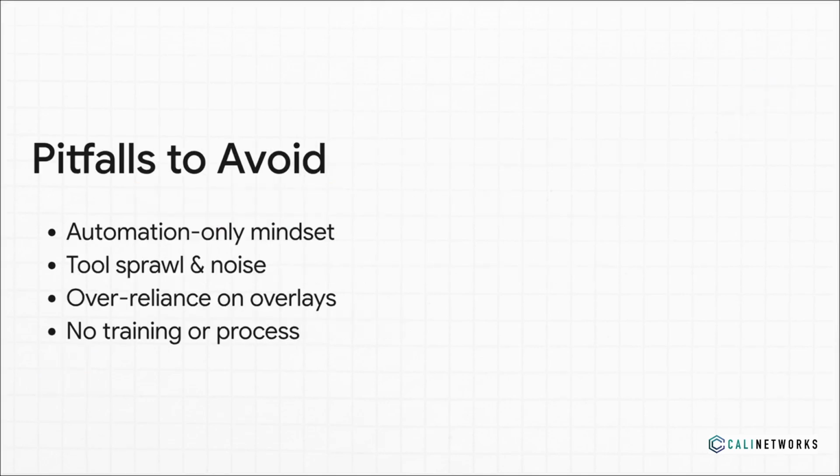You really have to avoid these common pitfalls. Don't fall into that automation-only mindset. Remember, automated tools only catch about 30% of accessibility issues. Avoid tool sprawl, where you have so many scanners that it just creates confusing noise. We've already talked about leaning too heavily on overlays. Always, always prioritize fixing the source code. And maybe most importantly, tools without training or a process are basically useless. You have to make accessibility a real part of your team's everyday work.